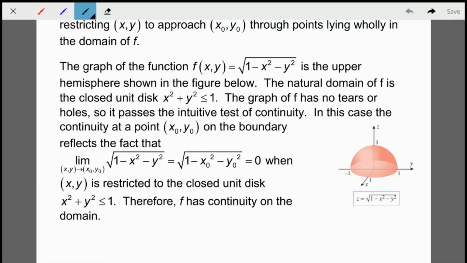We won't do that a lot with continuity at boundary points, but if you need to, it's still the same idea as the limit value equal to the function value. You're just considering the boundary points, though, in that case.